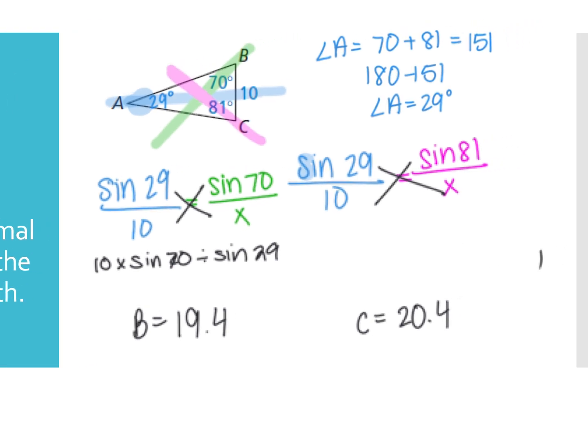Don't plug it in the way I did earlier, because I reversed it. So you have to write it as 10 sine 81 divided by, don't forget to close the parentheses, sine 29. That's the only way it's going to work, not the other way. Please make sure you close the parentheses.